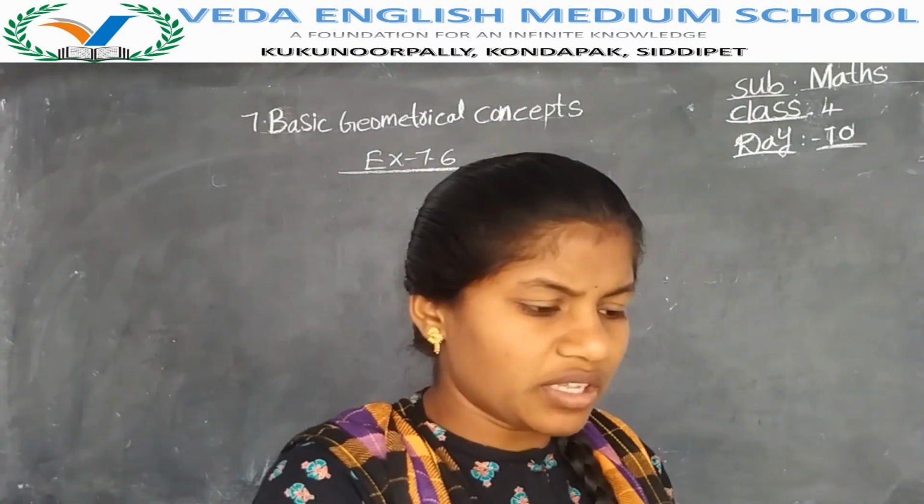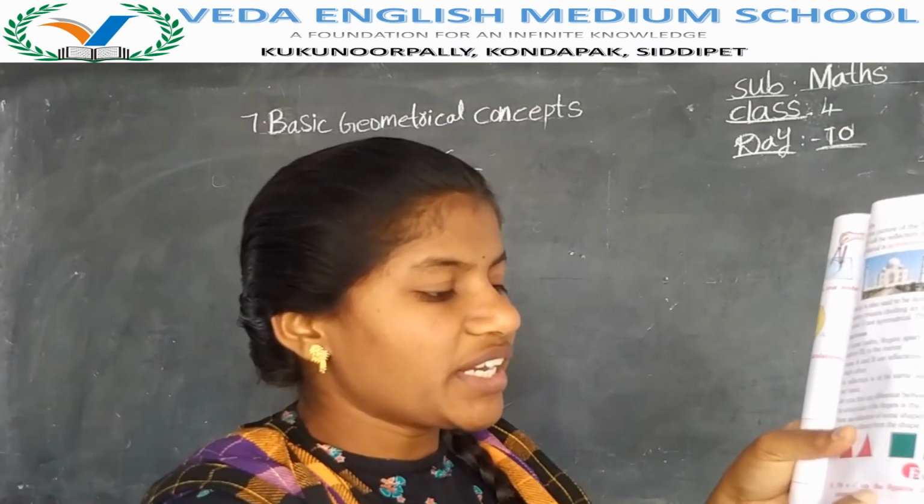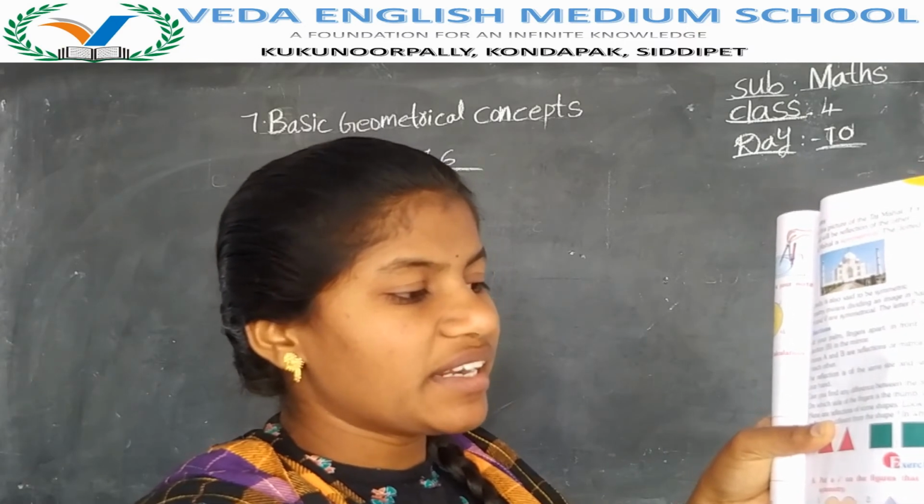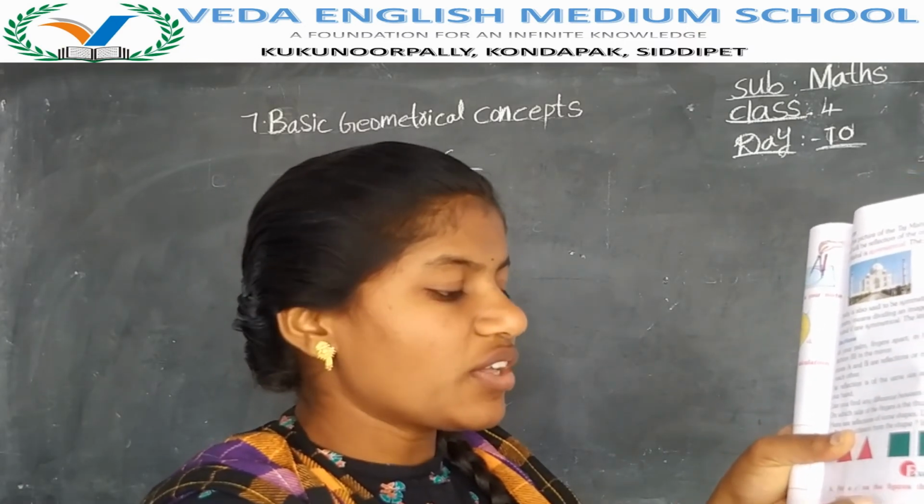Now you have to put a tick on the figures that have a symmetrical line. Draw the line of symmetry.